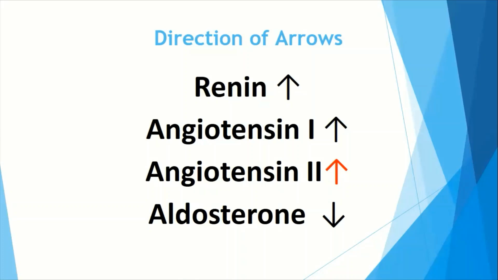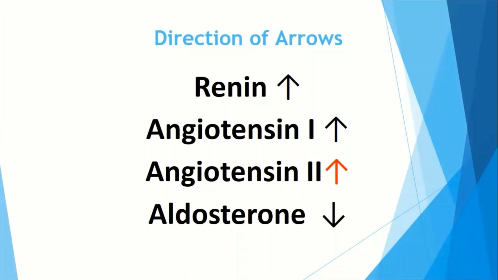But angiotensin 2 causes the stimulation of the aldosterone, and if the function of angiotensin 2 is blocked, it is not going to stimulate the aldosterone. So the arrow direction for the aldosterone would be in the downward direction.